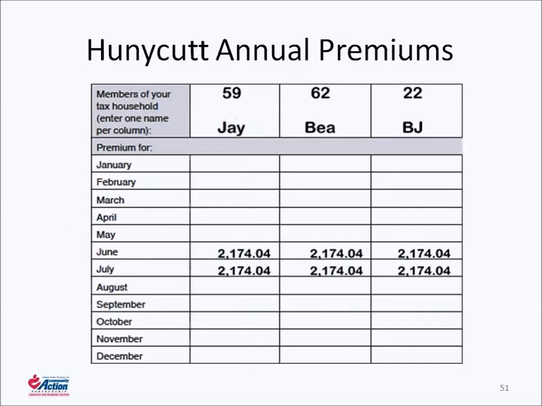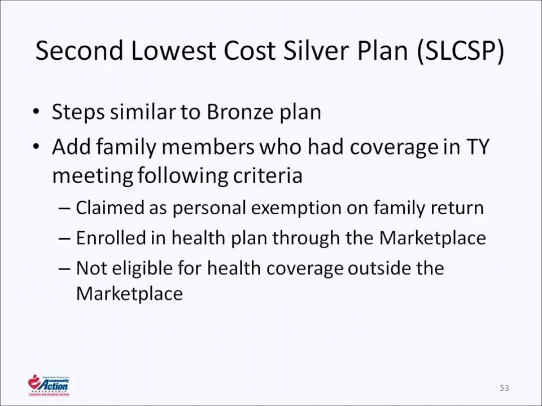So we enter it in June and July for each of the people, and we compare it to the affordability threshold of $4,145.60. So in that case, what does it tell us? They should be able to afford the policy, so they don't get the exemption. So they have to pay the shared responsibility payment. Okay.